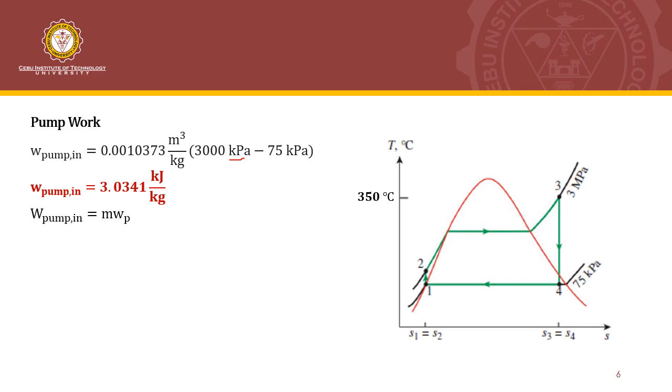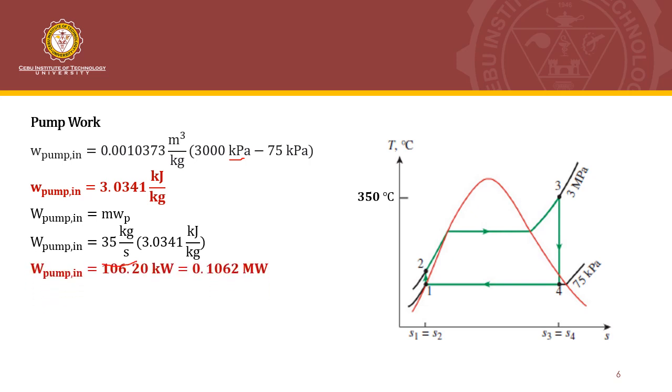Now we need to convert it into megawatts. What we need to do is just multiply it with the mass flow rate. Again, the mass flow rate is given, and that is 35 kilograms per second. Since there is only one loop in this cycle, the mass flow rate at all the points will be the same. That's why we have 35 kilograms per second multiplied by 3.0341, which is the work input in the pump. Therefore, we can get the power input in the pump, and that is 106.2 kilowatt or 0.1062 megawatt.